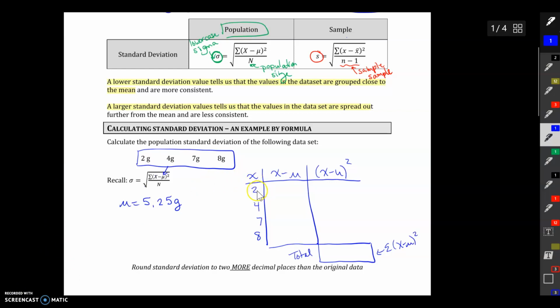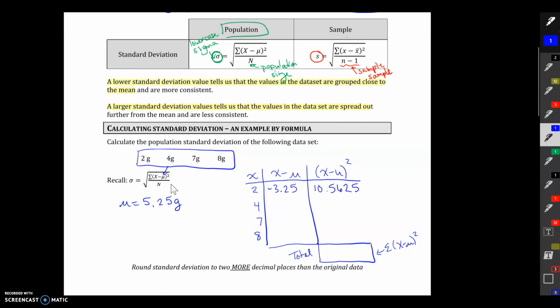Okay, so we're going to start going through this. Our first value is 2. What's 2 minus 5.25? Easy peasy, that's negative 3.25. And negative 3.25 squared is 10.5625.